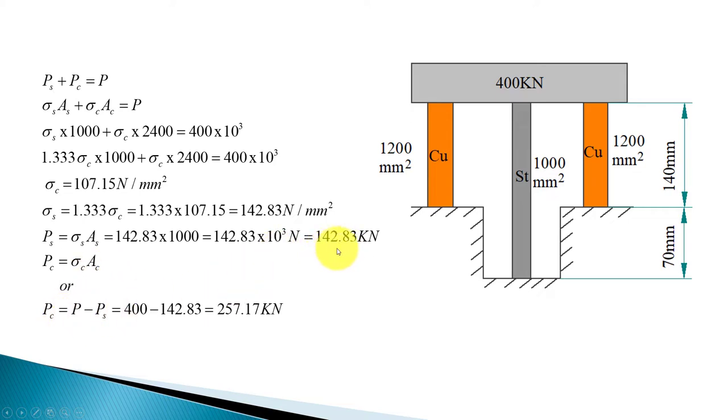Now to find the load taken by the copper rods, you can either use sigma C AC or subtract the load taken by steel from the total load P. So PC is equal to P minus PS, total load minus load taken by steel. The total load is 400 kilonewton minus the load taken by steel, 142.83. So that works out to 257.17 kilonewton. So you got the load supported by both steel and copper.